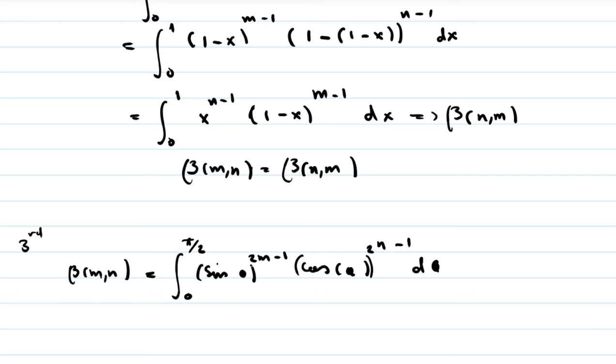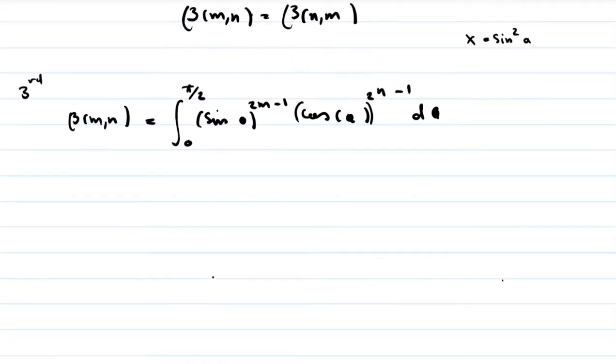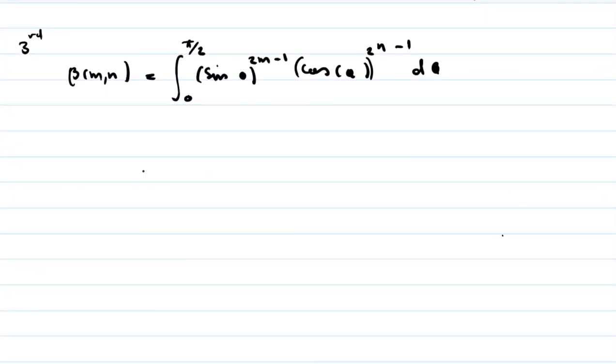Now, to prove this is easy. We basically make the assumption that x is equal to sine square of theta, then we differentiate this, make the substitution, and come to this solution as well. The next thing that you're going to see in this video is the relationship between the gamma and the beta function. So this is going to be called the relationship between gamma and beta function.